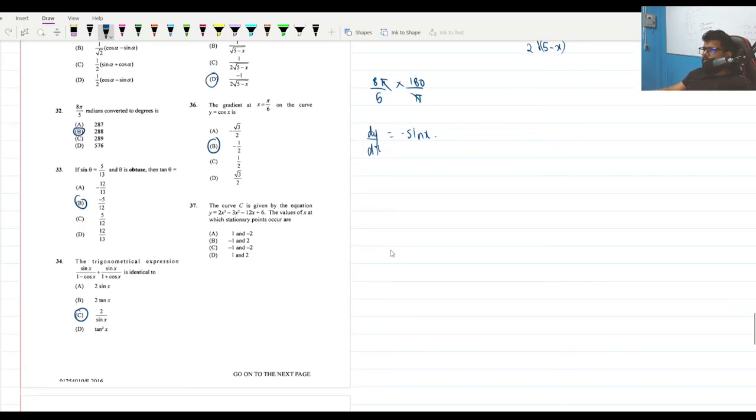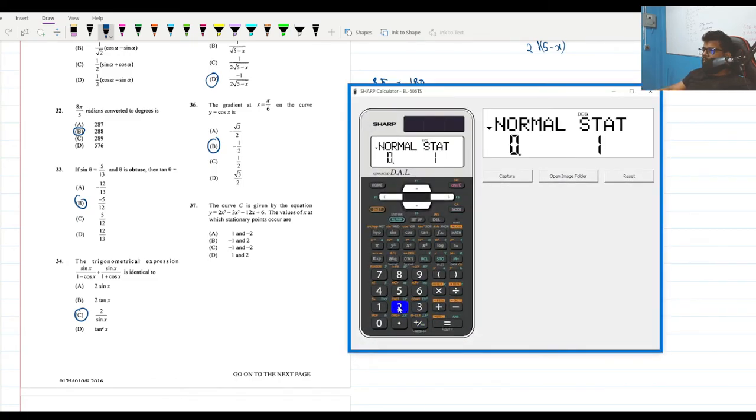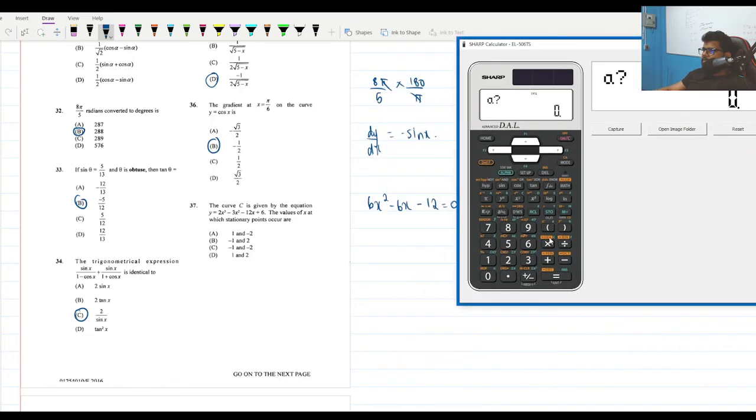The curve C is given by the equation, and the values of x at which the points are stationary occur at... so this is a repeat, but I'll still do the working. Differentiate and put it equal to 0. 6x squared minus 6x minus 12 is equal to 0. Solve it. I didn't put the minus 12. The solutions are 2 and minus 1.